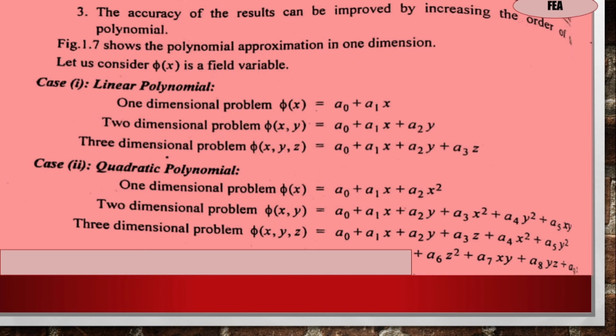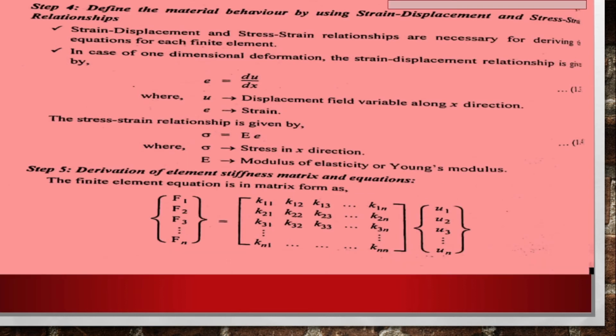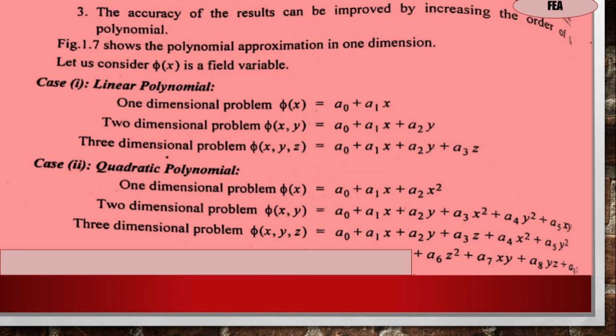So these are the linear polynomial and quadratic polynomial. In the linear polynomial, for one-dimensional problems, phi of x is equal to a0 plus a1x. In two-dimensional problems, phi of x comma y is equal to a0 plus a1x plus a2y. In three-dimensional problems, phi of x, y, z is equal to a0 plus a1x plus a2y plus a3z.